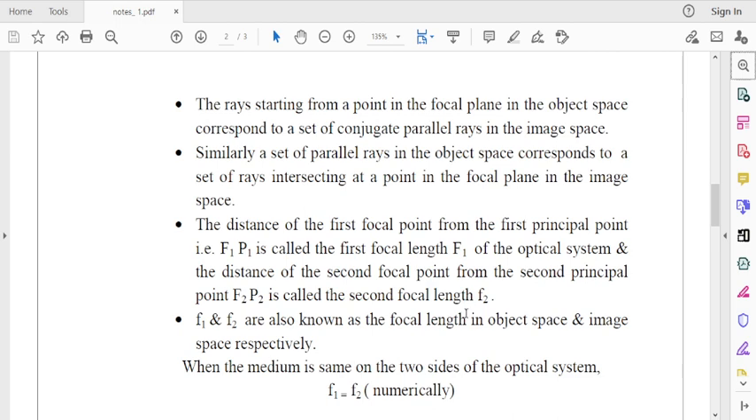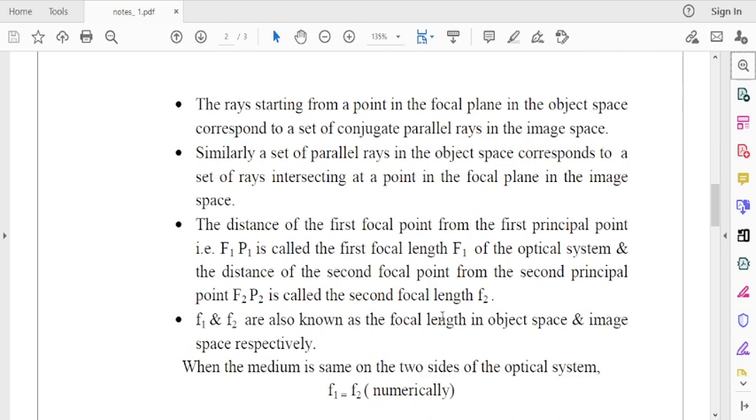See friends, in the last lecture we discussed the principal points. Today we discussed the two focal points. Now we will see about nodal points.